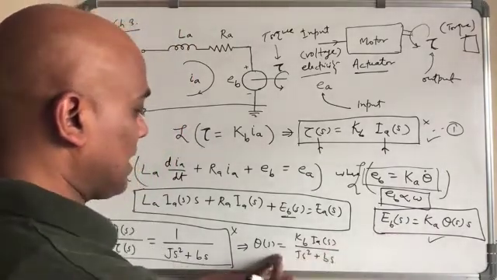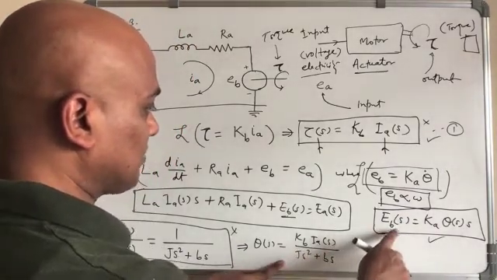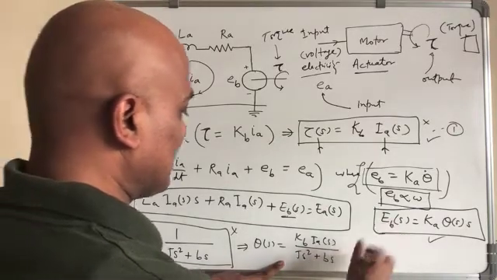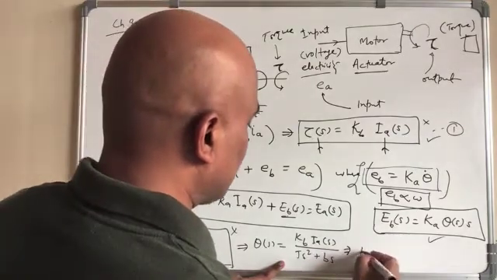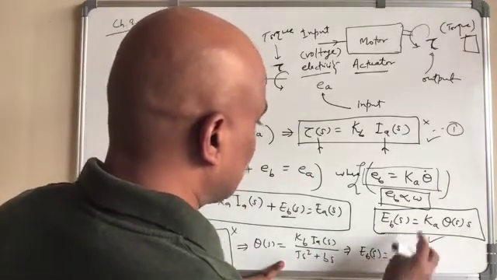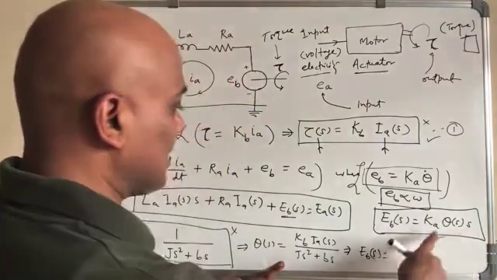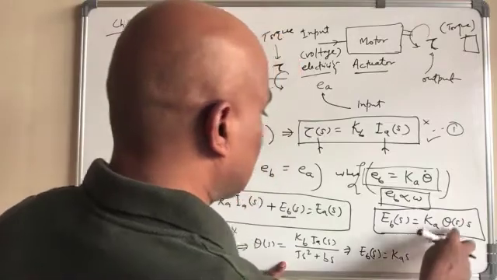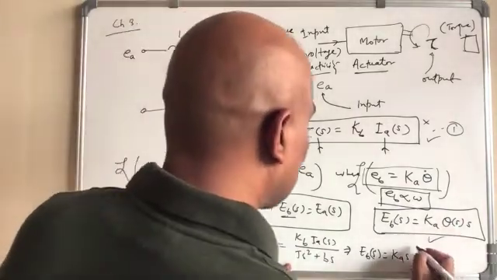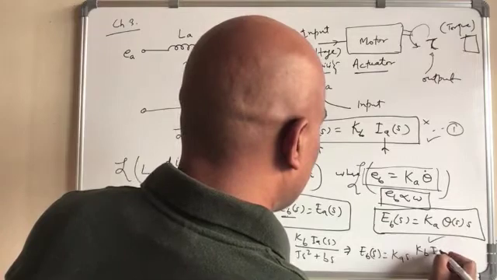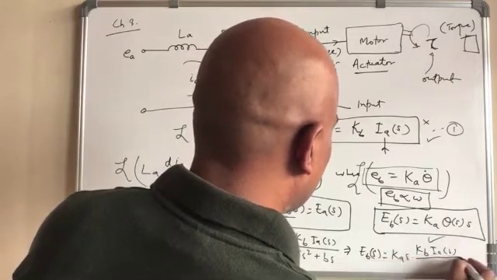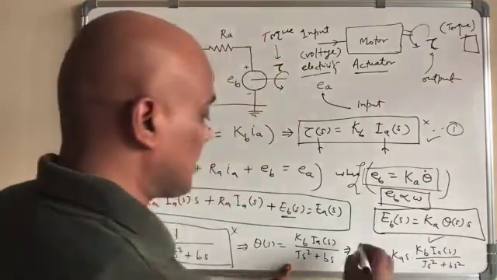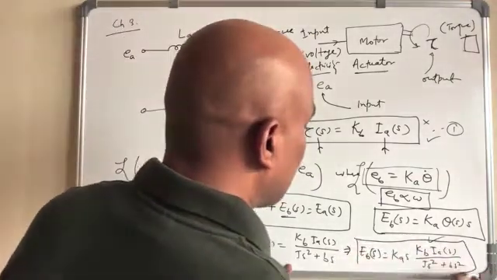So what do we have? Theta S. Here we have EBS, right? So we can replace, and we can find out from there EBS will be equal to KA times S times theta S, and theta S is this one, KBIAS divided by JS square plus BS. Okay. So finally, what do we have is this one.